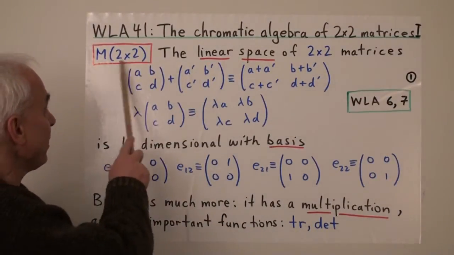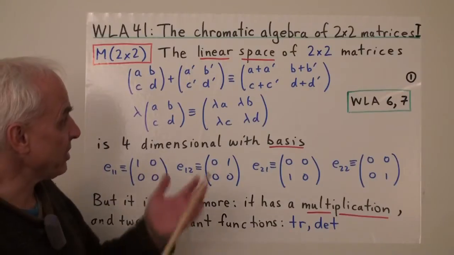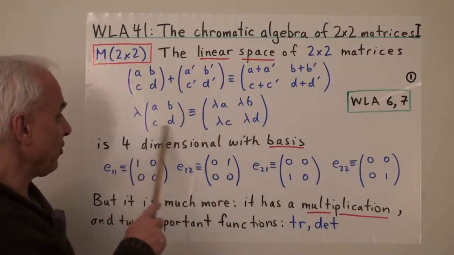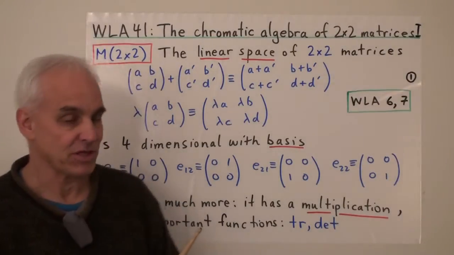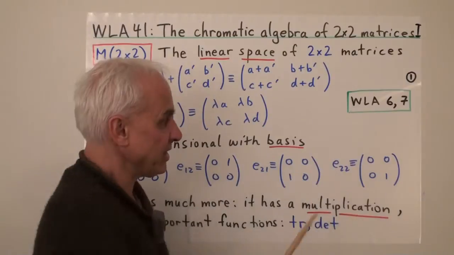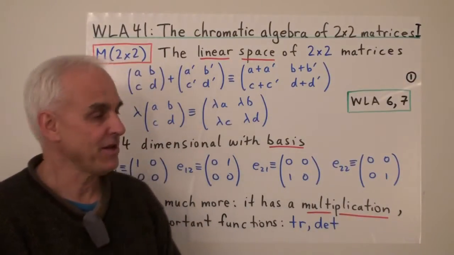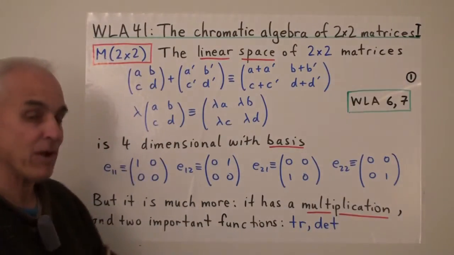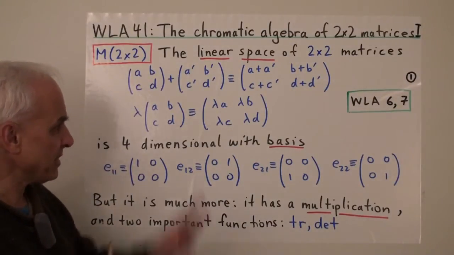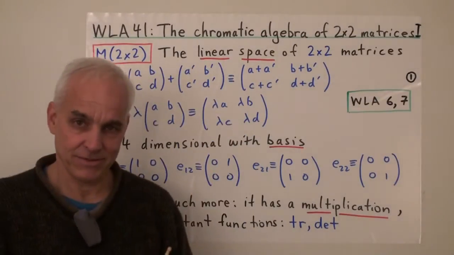So, the 2 by 2 matrices, it's a linear space. Here's how we add two of them. Here's how we scalar multiply a matrix by a scalar. We talked quite a lot about 2 by 2 matrices in our earlier part of the course, in Algebra 6 and 7, so you might want to review those two lectures. This is a four-dimensional space.